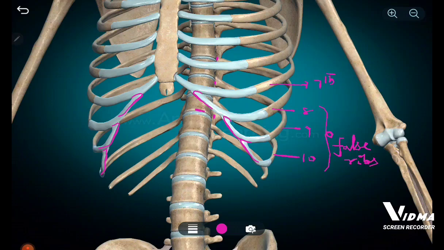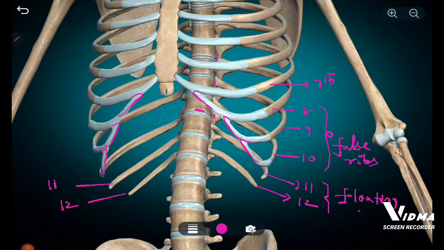Whereas the remaining, the 11th pair and 12th pair of ribs, are called floating ribs.